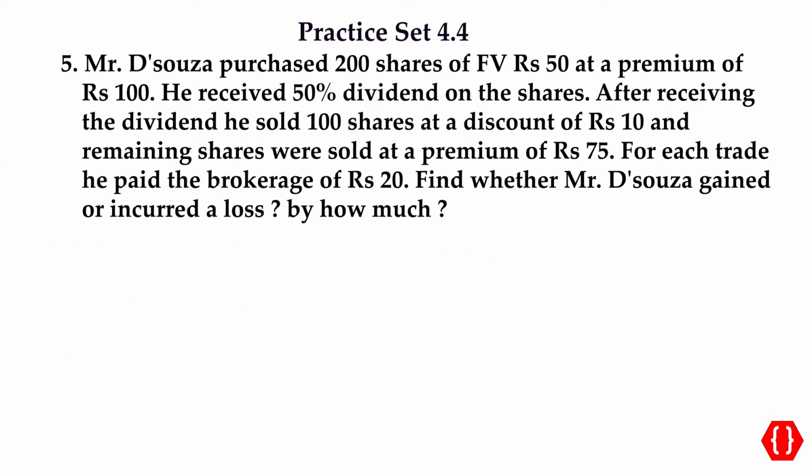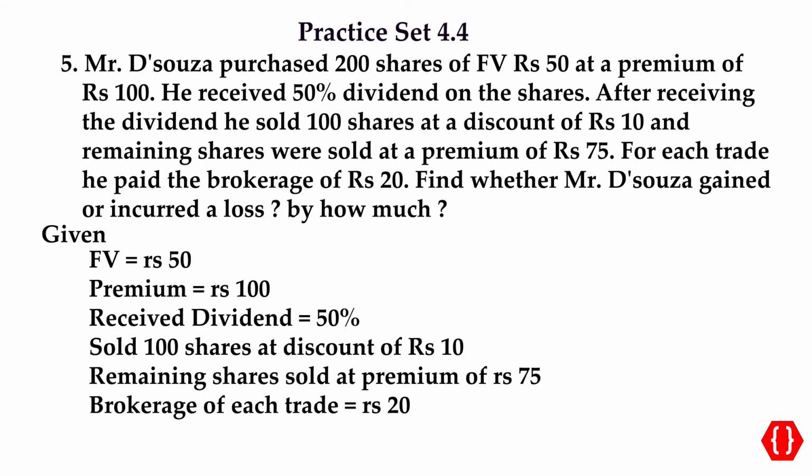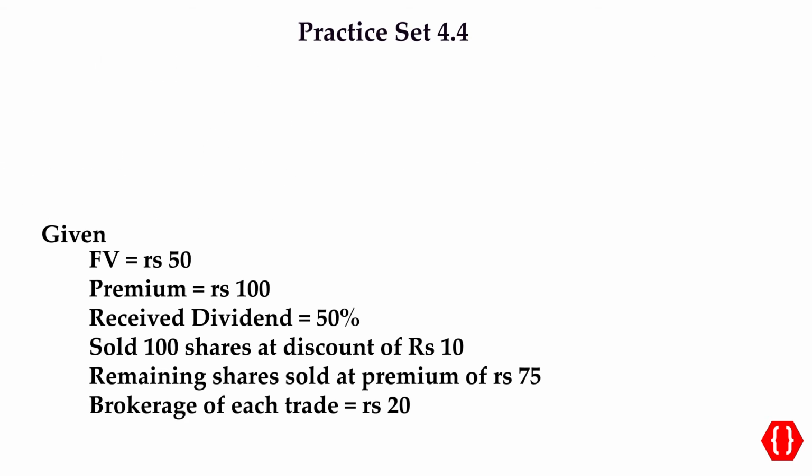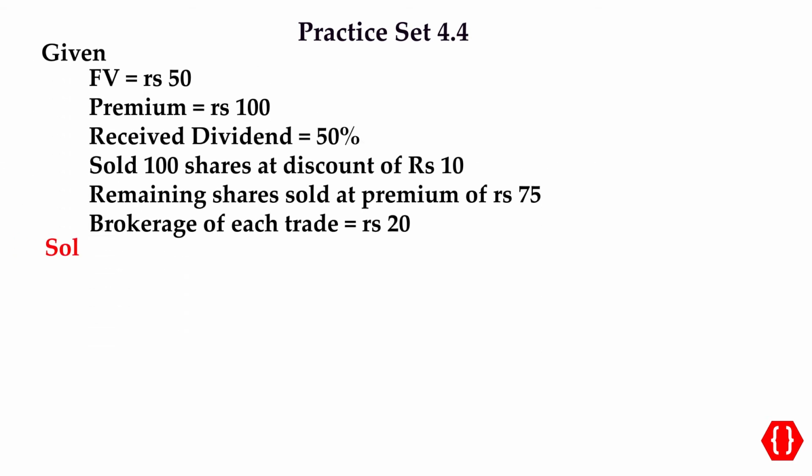Question number 5. Mr. D'Souza purchased 200 shares of face value rupees 50 at a premium of rupees 100. He received 50% dividend on the shares. After receiving the dividend, he sold 100 shares at a discount of rupees 10, and the remaining shares were sold at a premium of rupees 75. For each trade, he paid brokerage of rupees 20. Find whether D'Souza gained or incurred a loss and by how much. The given is face value rupees 50, premium rupees 100, dividend 50%, sold 100 shares at discount of rupees 10, remaining shares sold at premium of rupees 75, and brokerage of each trade is rupees 20.